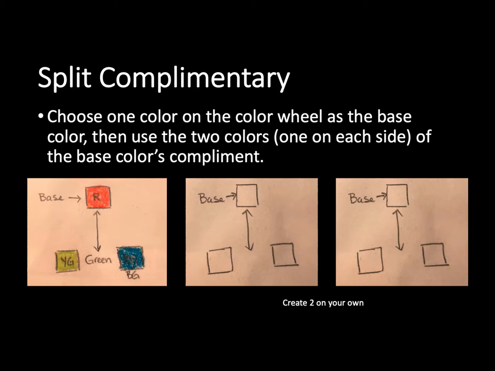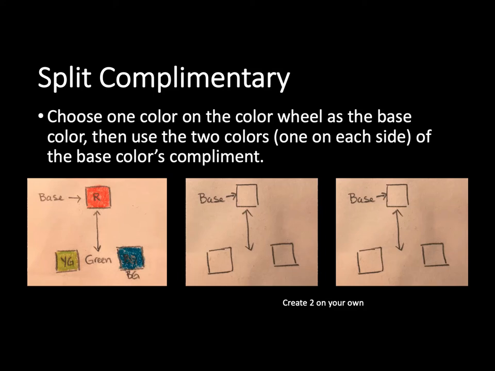And that is kind of indicated in my diagrams here, right? So I'm going to choose a base color. In the example I've already colored in, I chose red as my base color. Then I'm going to use the 2 colors, one on each side of the base color's complement. So if you look at the example that's colored in, I chose red as my base. The complement of red is green. So you see a double-ended arrow running between the red and the word green.